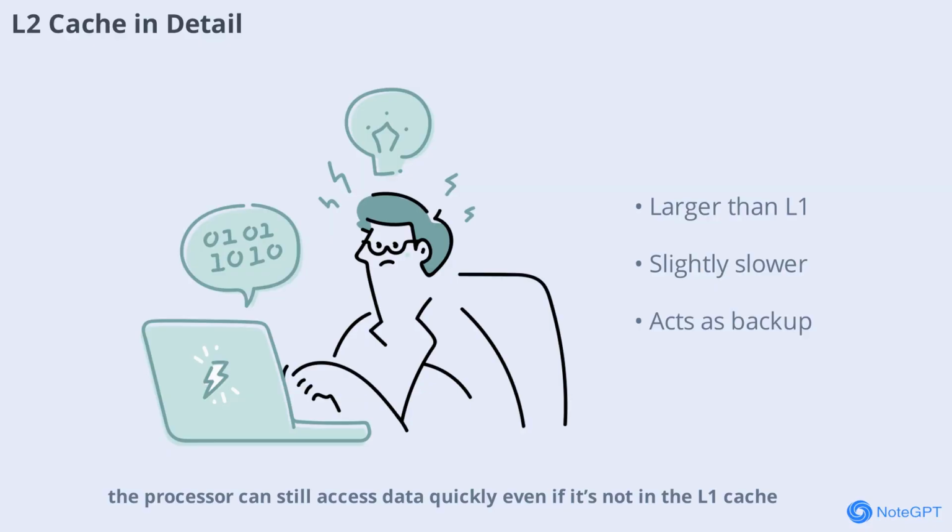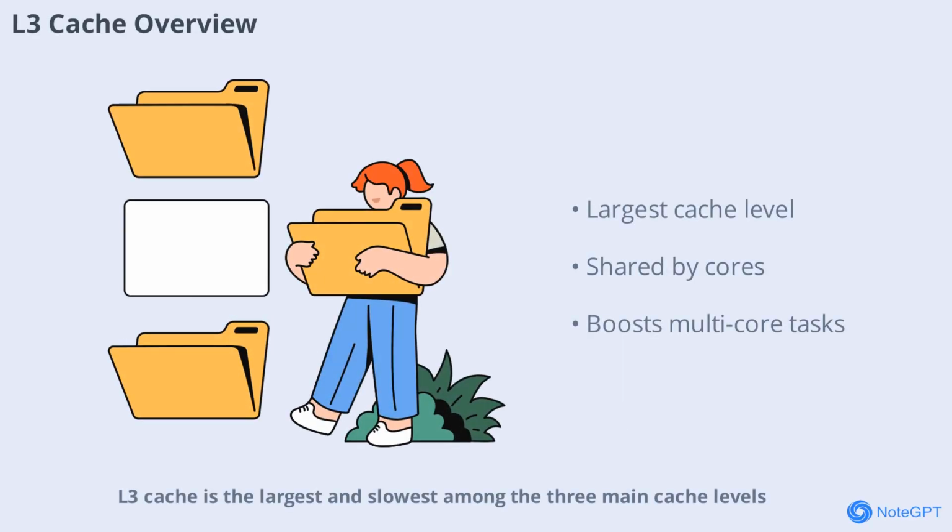L3 cache is the largest and slowest among the three main cache levels, but it still operates much faster than main memory. It's usually shared between multiple processor cores, making it essential for multi-core performance. L3 cache helps coordinate data access across cores, reducing delays and improving the efficiency of complex, multi-threaded tasks.